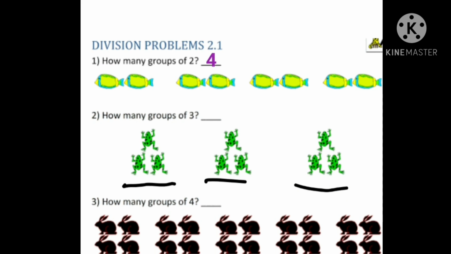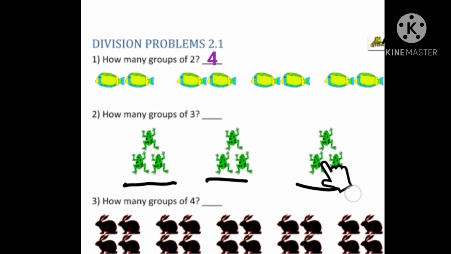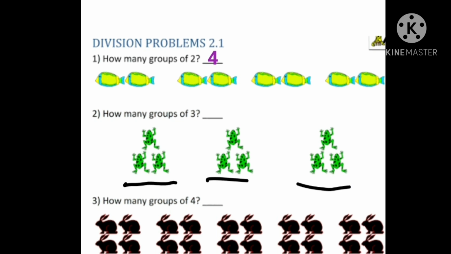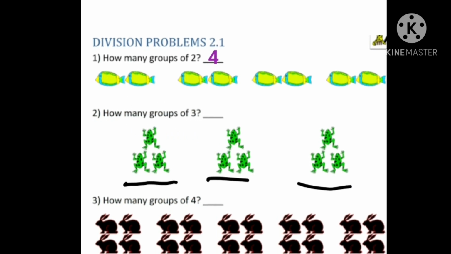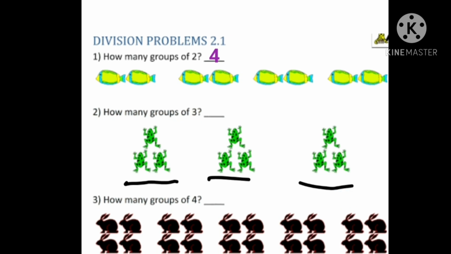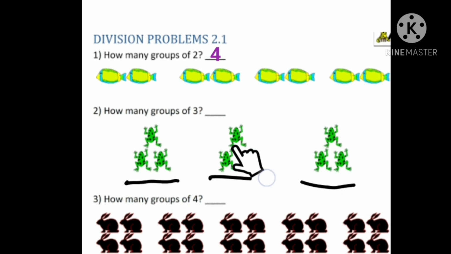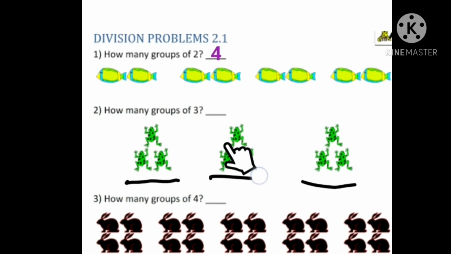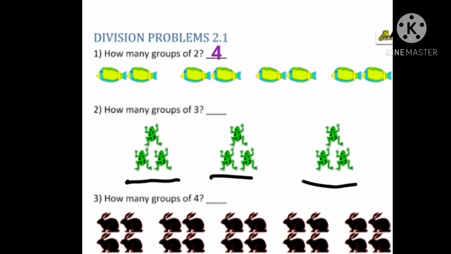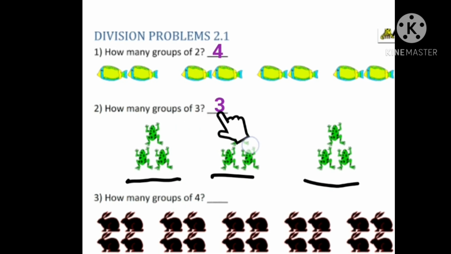And this is the third group. It also contains 3 frogs. So here we have how many groups? 1, 2, 3. So here we have 3 groups. Okay, 3 groups containing 3 frogs each.